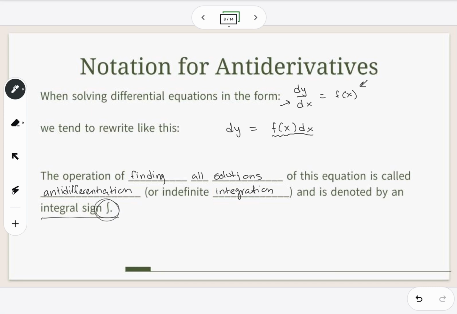Think of it as an elongated S. Eventually, when we get more into integration, we're going to think about this concept of like summation. So think about this as an elongated S for sum or sigma or summation. Right now, I don't need you to think too much into that, but basically just think, okay, my integral sign is just this big long S, okay?